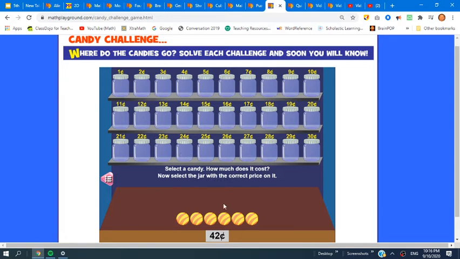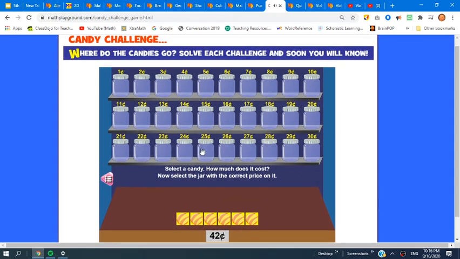Okay, so 42 is our amount. We need to select the correct jar with the price. Let's see. Select a candy. All right, I selected the candy. How much does it cost? 42. Now select the jar with the correct price on it. I don't see any of them that say 42, but we could go 30 plus 10 plus 2, I think.